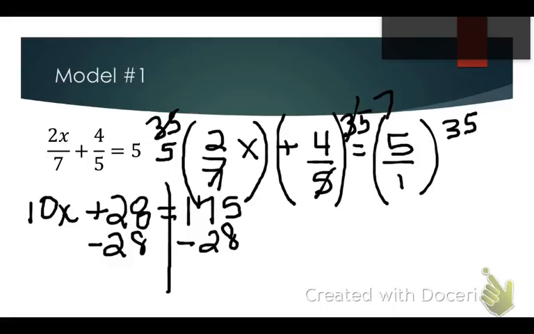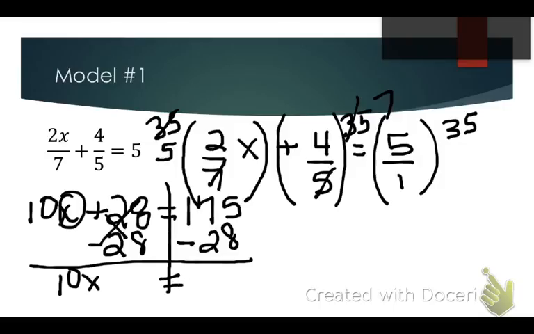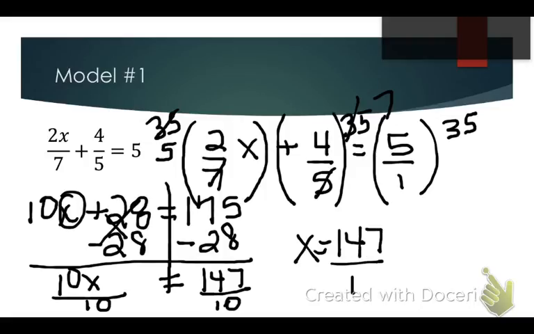Nice job. Okay. Here's our x we're solving for. We're going to bring that down. Move that over, and 10x equals 147. Positive. Divide both sides by 10, and x would equal 147 divided by 10, which also could equal 14.7. Both are great answers. Always depends on how you like to answer that.